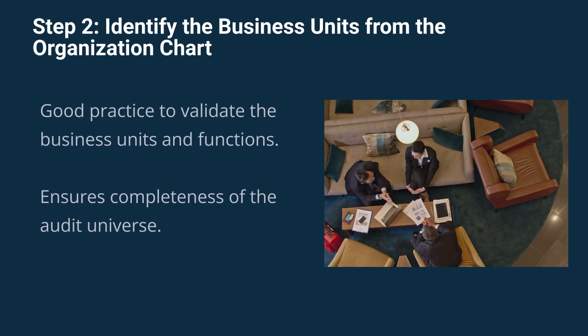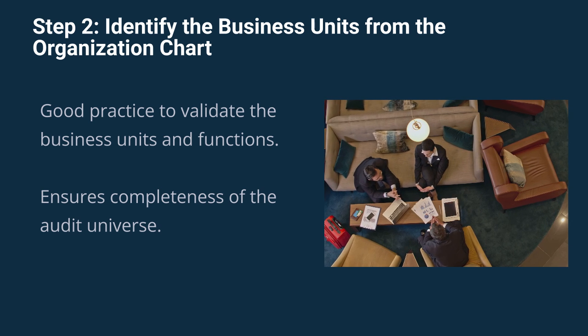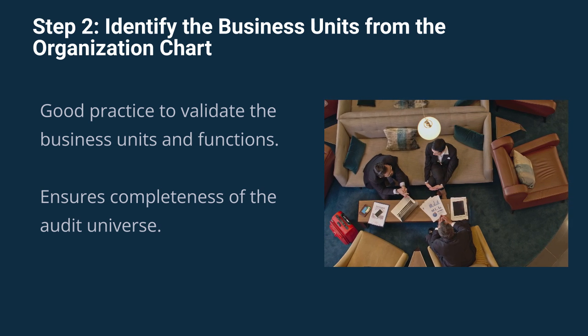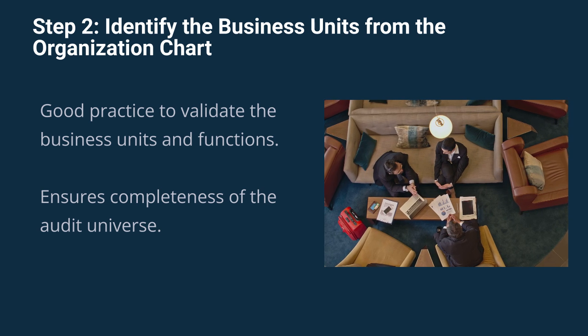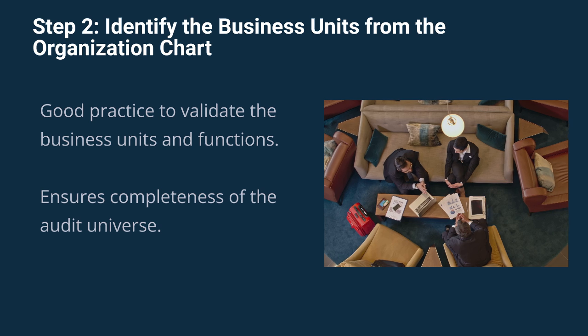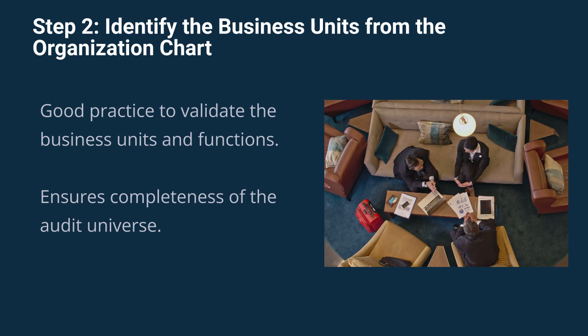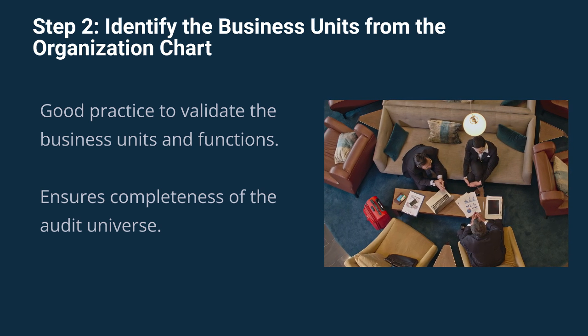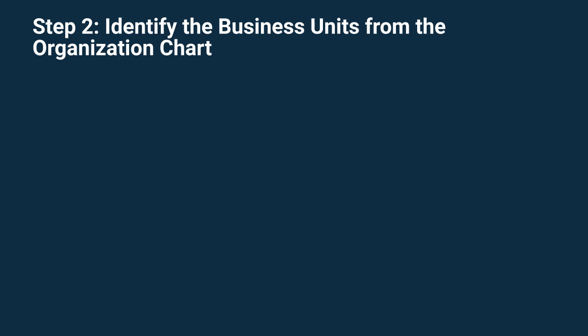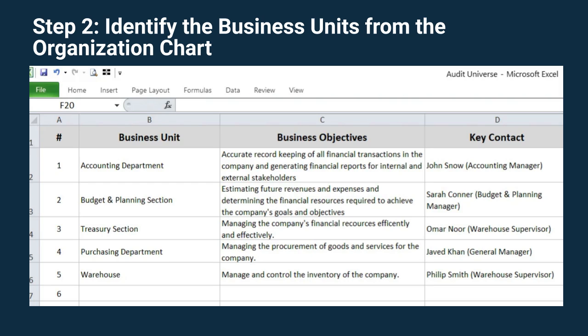It is good practice to validate your list of business units and functions, as well as the objectives, by interviewing key personnel and reviewing other relevant documentation. This helps to ensure that all areas of the organization are covered in the audit universe. To make the list more comprehensive, you can also write down the name and position of the key person responsible for each business unit and function in the list. This will help you and your audit team in easily identifying the auditee at the time of individual audits.